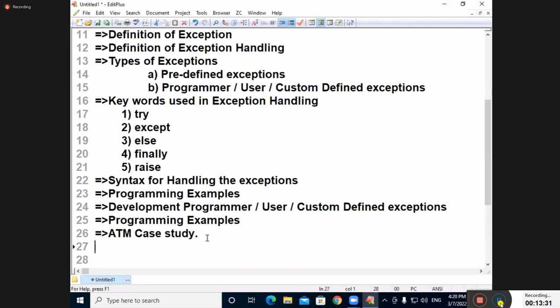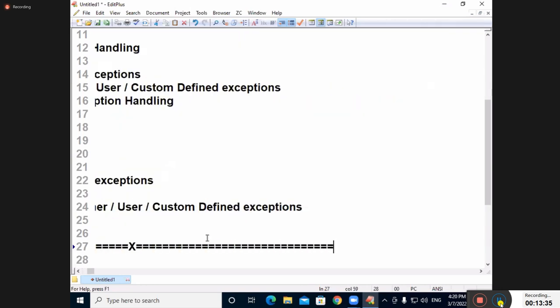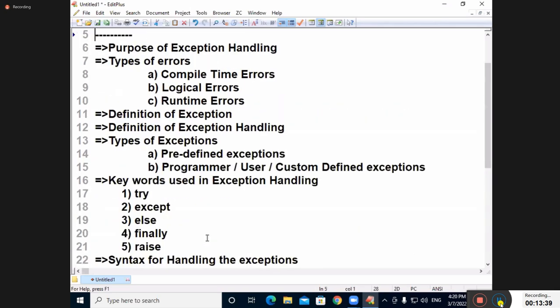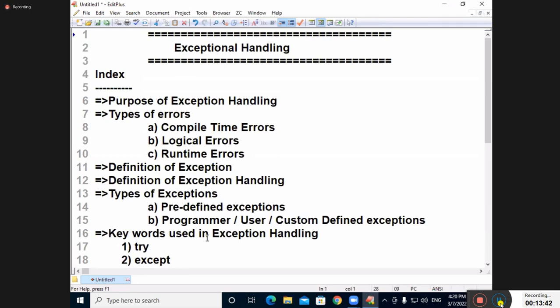This is our index. Once we complete this index, you will get an awareness of how to deal with any type of real-time things very easily, because this is one of the very powerful concepts in the Python language. Okay, students.